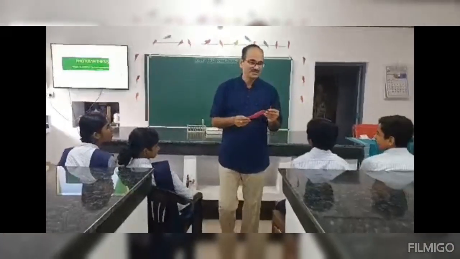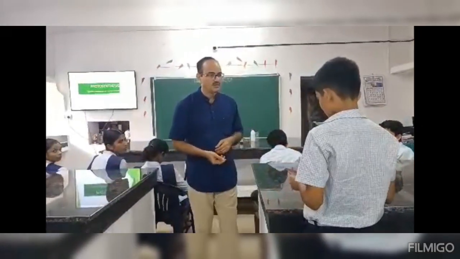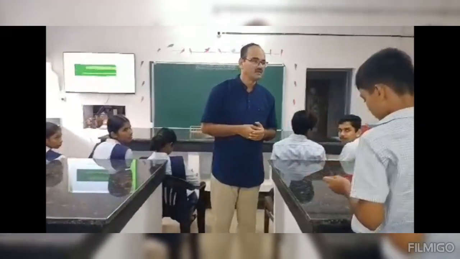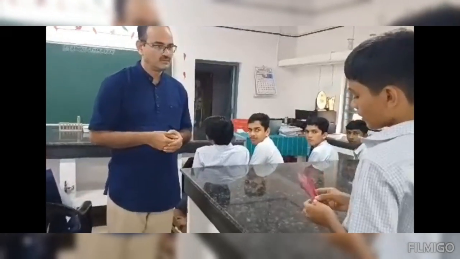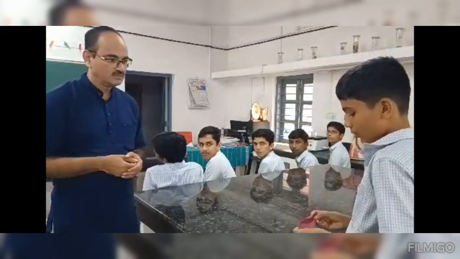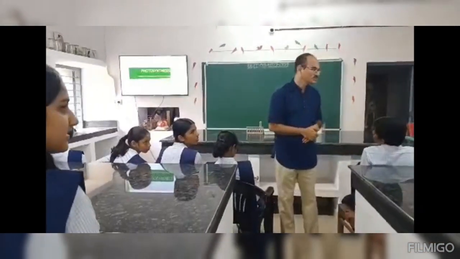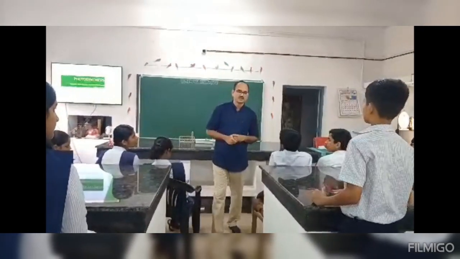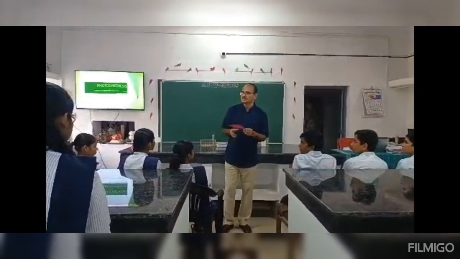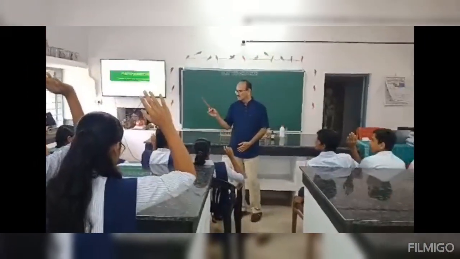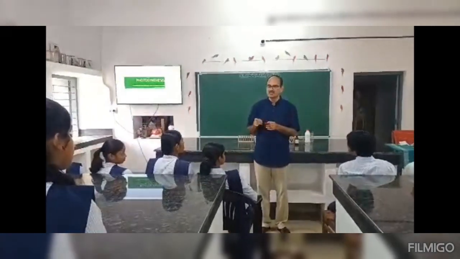Now I have one more leaf. This is a maranta plant. So how do you do the experiment on this? What will happen in the boiling alcohol? It will remove the color, it will become white. So how many of you want to do that? Will this become white? Are you sure this one will become white? You have to do the experiment and find out.